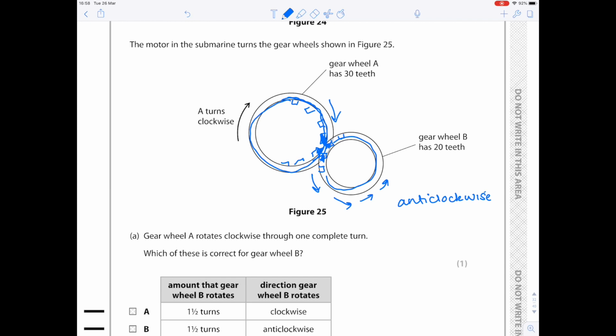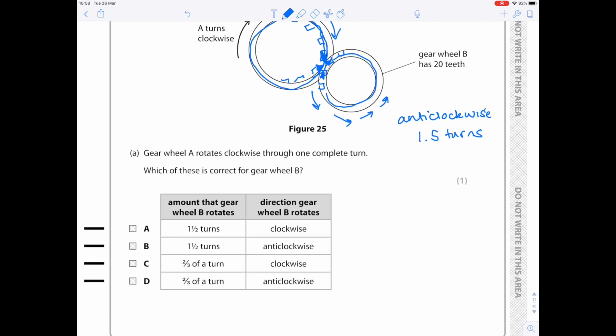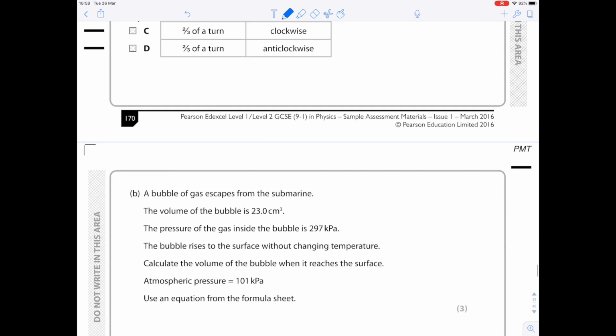And it will have turned far further than gear wheel A will have turned in a single turn. It will have turned 1.5 turns. So let's have a look at which option is correct. You can see that that is B, 1.5 turns and anti-clockwise.